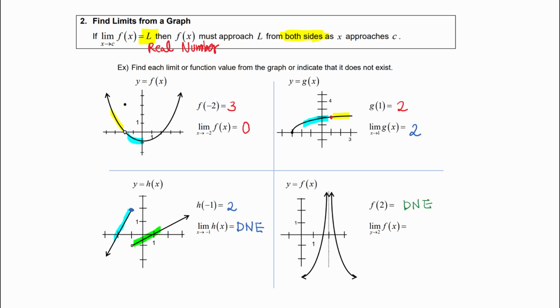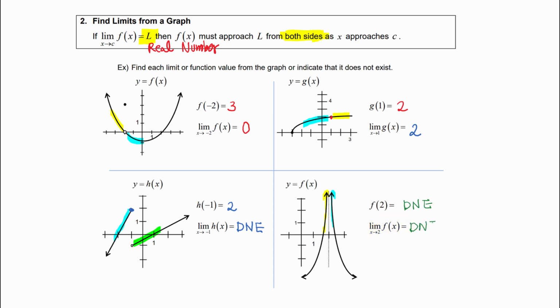How about the limit as x approaches 2 of f of x? As x approaches 2 from the left, I need to follow the function, and it is going to infinity. It's not trying to approach a number. It keeps going to infinity. And as x approaches 2 from the right, I need to follow the function, and my function is again going to positive infinity.